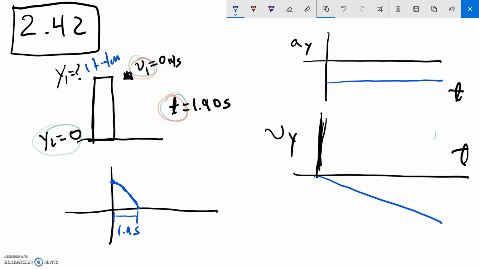And that's it. So once again, the acceleration is constant, the velocity decreases linearly, and it starts from 0. Your parabola starts from 17.7 meters, and it's important you remember that this slope here should be 0. All right, I hope that's useful.